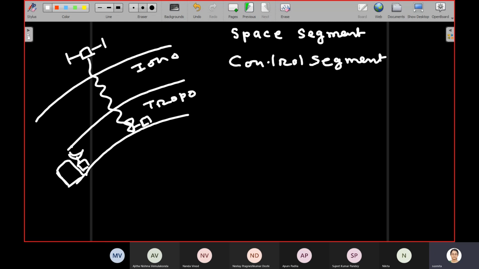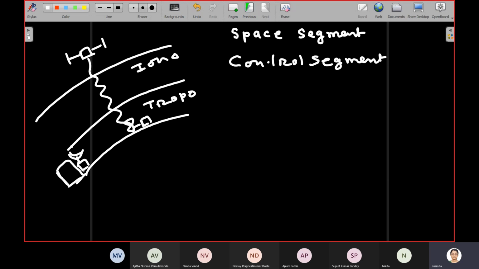And they also upload important information to the spacecraft. Okay, so last time I told you that for GNSS to work properly, all the satellite clocks need to be synchronized to a common GNSS time, right? So they are responsible for maintaining that time.